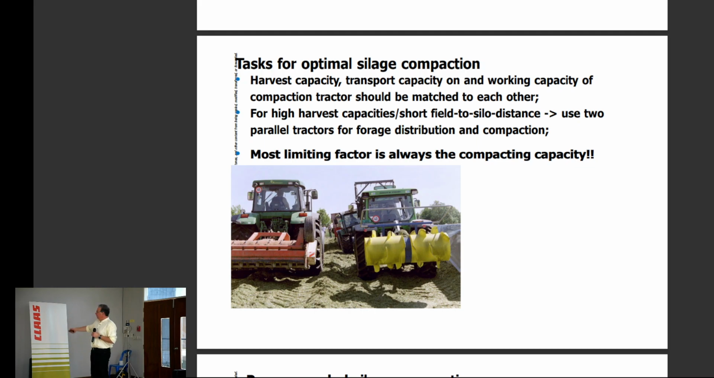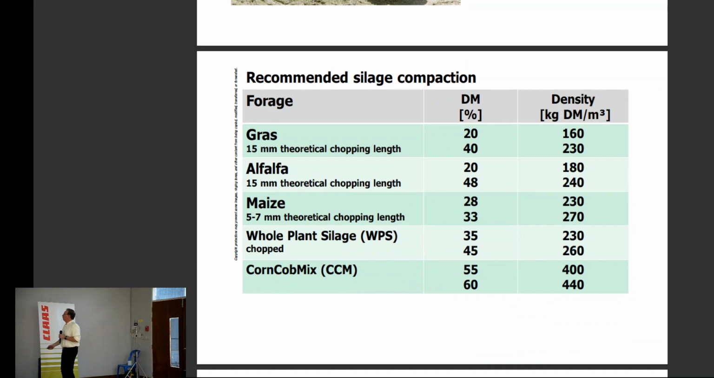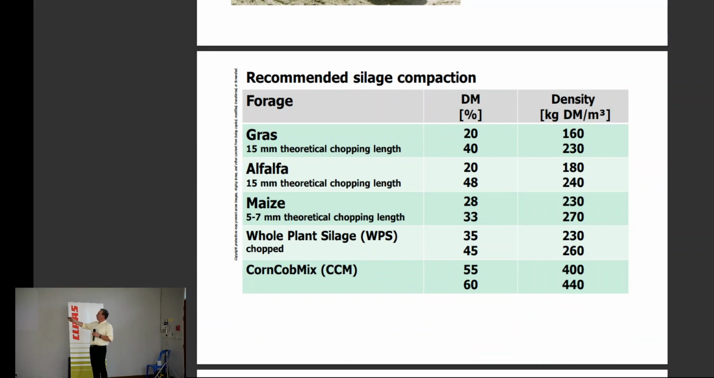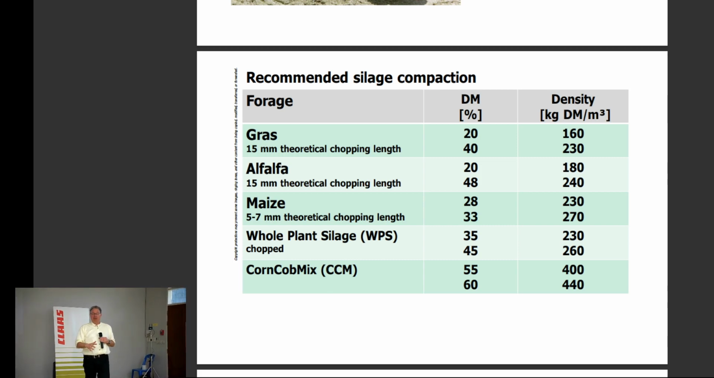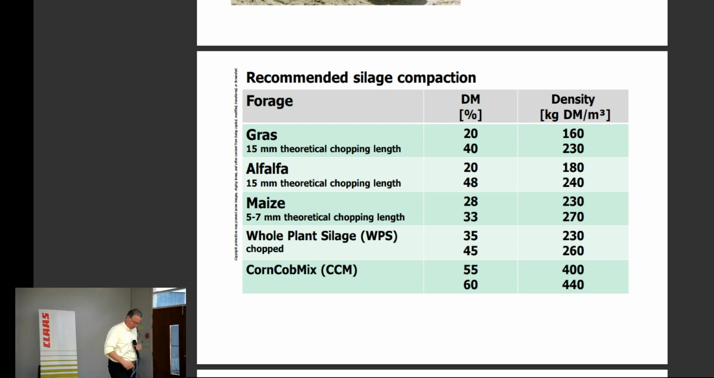So these are recommendations for compaction. What you can see is also here the rough number. It's kilogram dry matter per square meter. And you don't have to read all the numbers. The rough idea is it has to be over 200. Then you are going more in the direction of what makes sense.